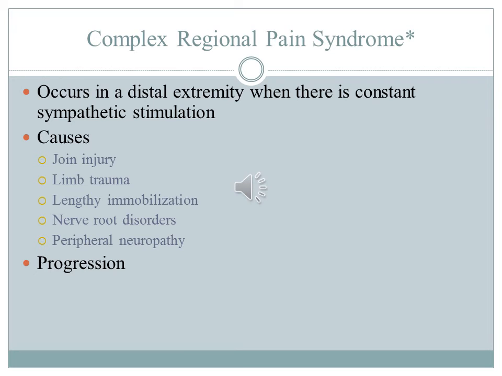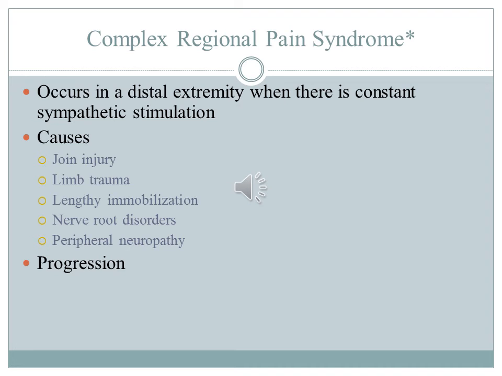Complex regional pain syndrome is a unique condition, and this is a condition that occurs in a distal part of an extremity when there's constant sympathetic stimulation. So what happens is that the sympathetic nerve fibers get a constant stimulation. It's very common to see any time you have certain types of joint injuries or limb trauma, particularly when there's lengthy immobilization. So this is one of the reasons why in rehabilitation you only immobilize when you absolutely have to. The sooner you can get somebody moving, or if somebody can move a body part, it's very important that they do that.